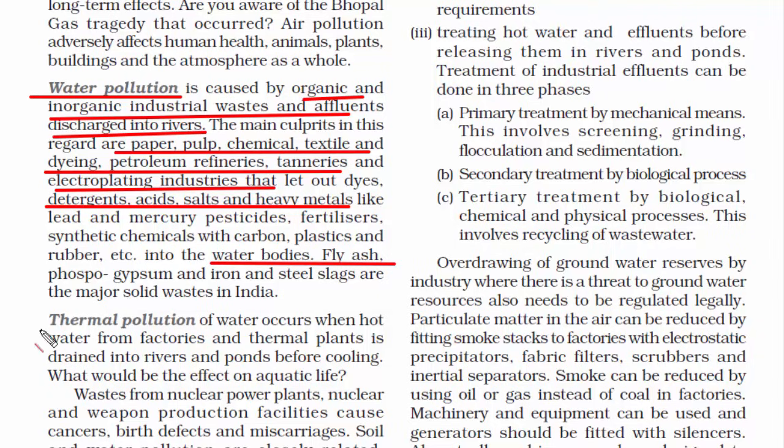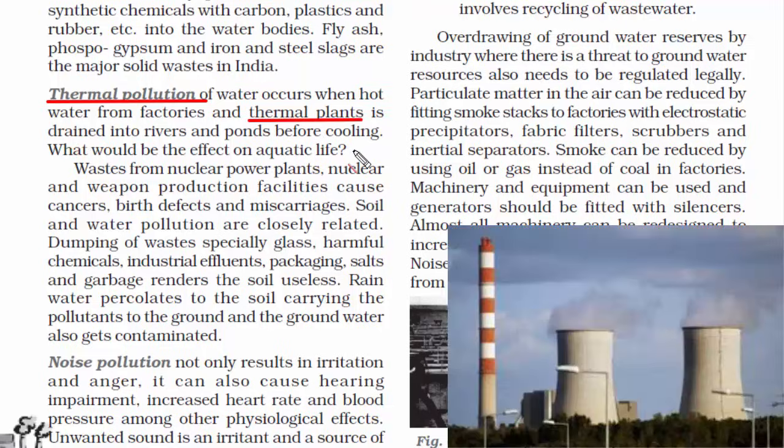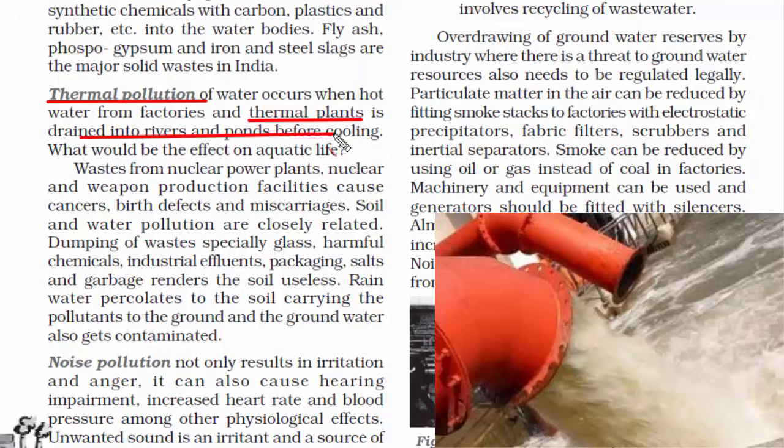The next one is thermal pollution. Now when we say thermal, we are talking about heat. So thermal plants generate electricity. What they do is, with the help of fossil fuel, they turn water into steam, and that steam is used to turn the turbine in order to generate electricity. So as you know, we need lots of hot water. So what do you do with the hot water? You drain it into the river and ponds before cooling, and that's what the thermal factories are doing. And that's dangerous for the aquatic life. I mean, they're simply going to get burned.